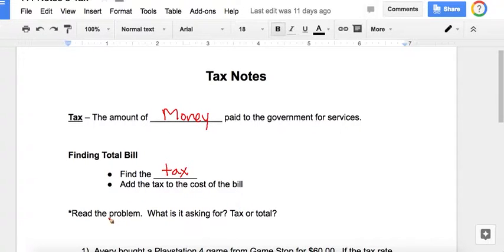So just like before, we have to read the problem. And what is it asking for? Tax or total? So when we do these word problems, that's what we're always going to think about first.